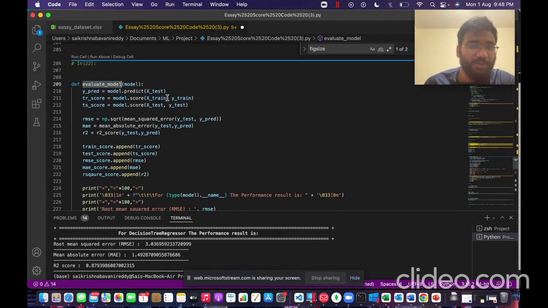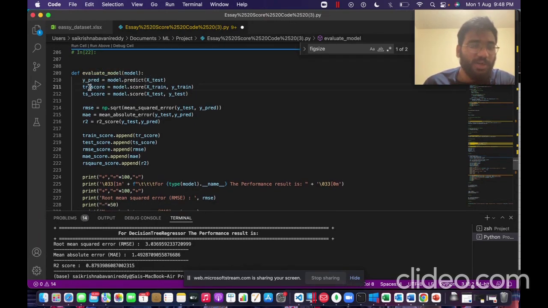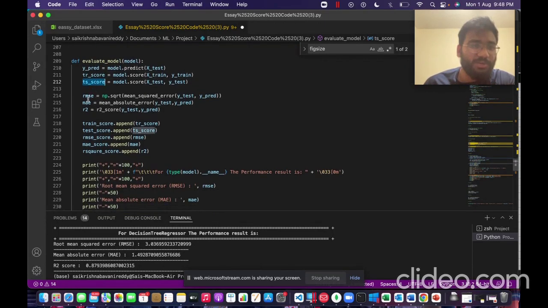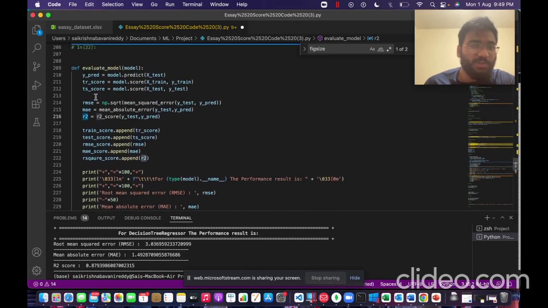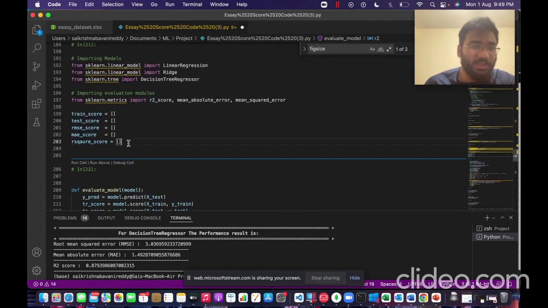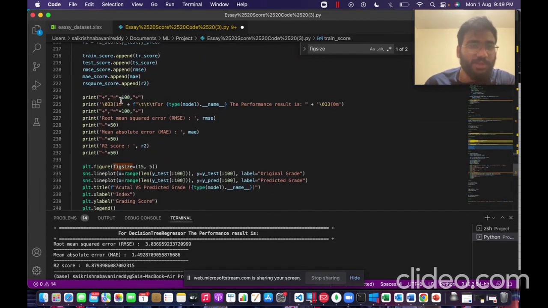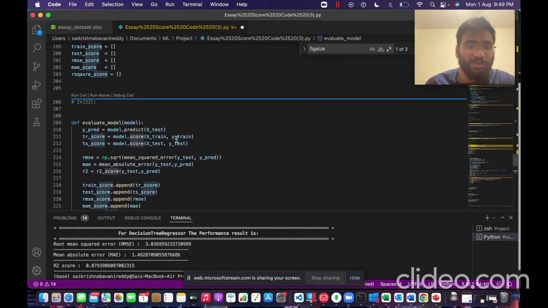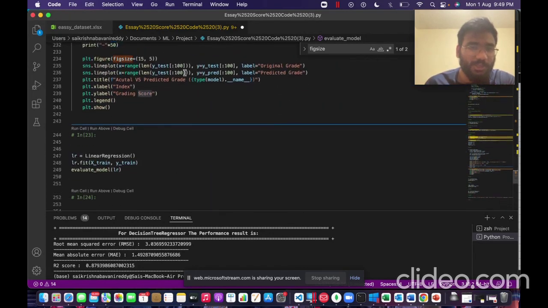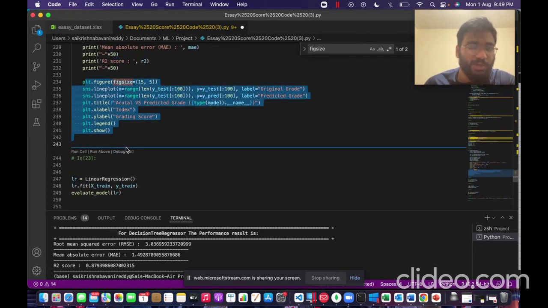By using this x and y training data, I find out the training score, test score, root mean square error, mean absolute error, and r square value. All these scores are appended into this list, and then I use print to display them in the output window. I'll show you this while executing the code. It will show the root mean square error, mean absolute error, and r2 score. These are used to compare all these models and find out which is good. It will also print the graph.